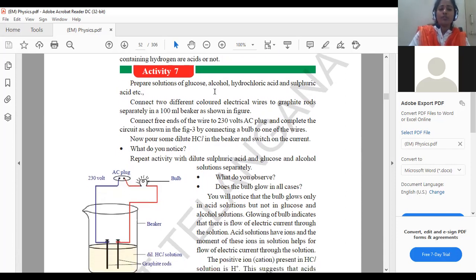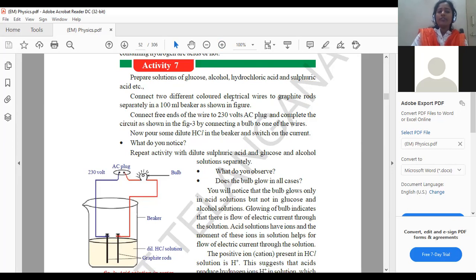For that purpose, we are going to perform one experiment, activity number 7, where different solutions were taken. How many? 4 different solutions we are preparing in 4 different test tubes. One is glucose, second is alcohol, a hydroxy compound, third is hydrochloric acid HCl, and fourth is sulfuric acid H2SO4. These four substances were taken in four different test tubes.